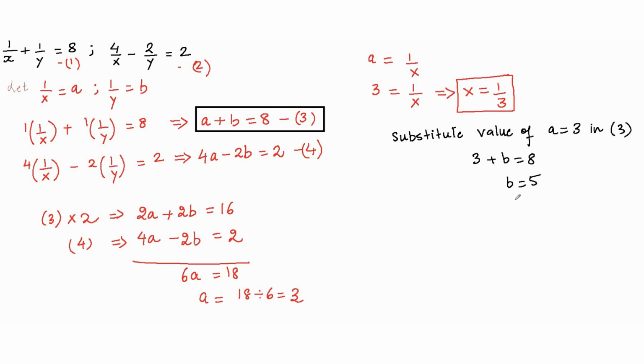But b is not my original variable. My original variables are x and y. So what is b? b is actually equal to 1 by y. So 1 by y is equal to 5 means y equals 1 by 5. So the variable x equals 1 by 3 and the variable y equals 1 upon 5. So this is how I solve for the variables x and y using the method of substitution. Again, let me pause for a couple of minutes and then I will continue.